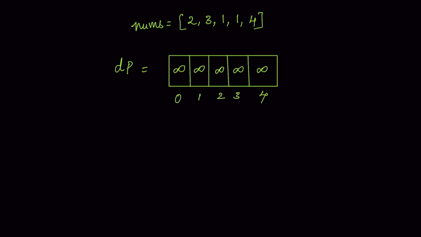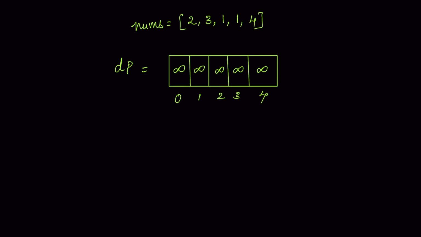Initially, my dynamic programming array is initialized with infinity for all the values. Since my nums array is of length 5, I am also creating a dynamic programming array of length 5, and I am initializing it with infinity. This infinity stands for the minimum number of jumps to reach that particular index.